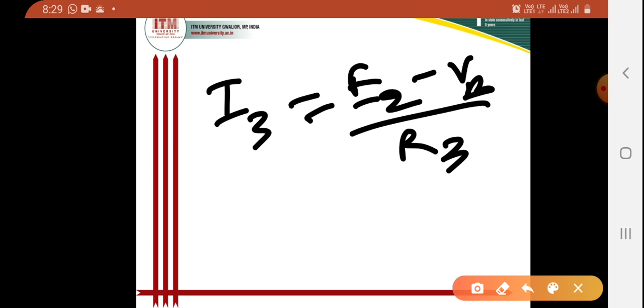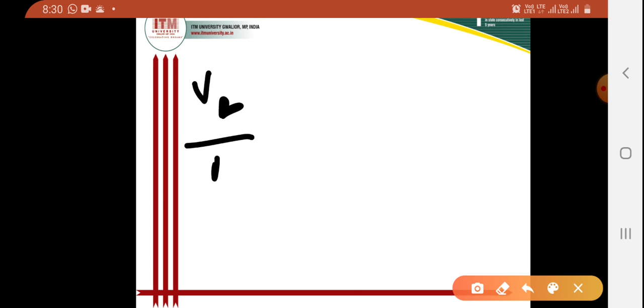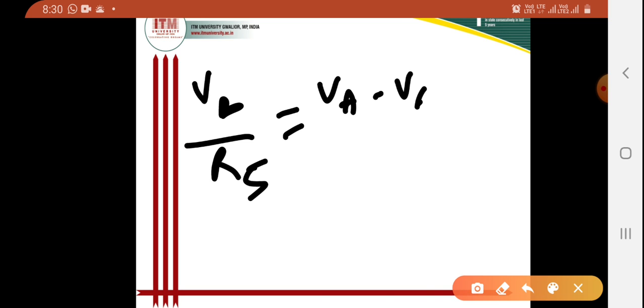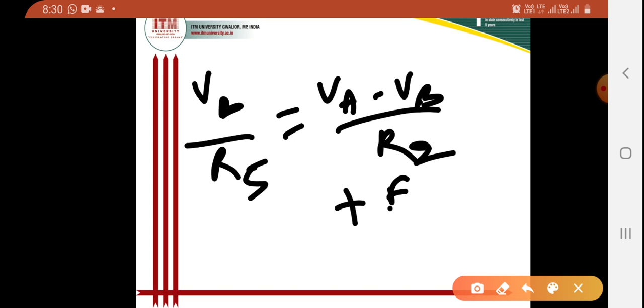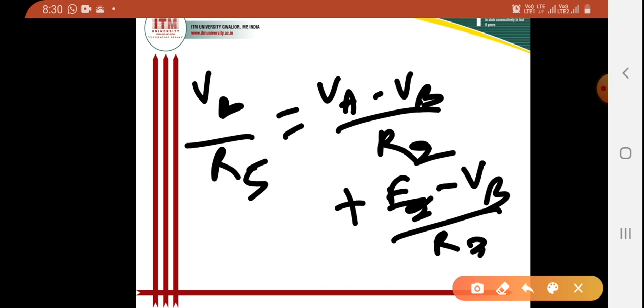Clear? So now by putting these values in our equation, which is I5 is equal to I2 plus I3, I can write the equation as VB by R5 is equal to VA minus VB by R2 plus E2 minus VB by R3. Clear? So now I want to simplify it.